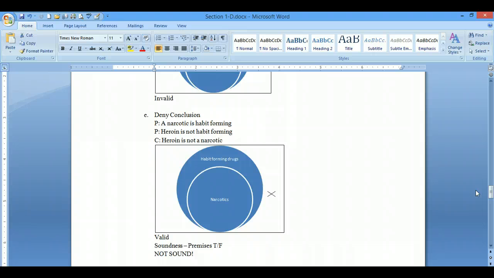Heroin is definitely a narcotic, and this is a false or not sound argument. But it was valid because it led us to the conclusion. Kind of confusing, I know. Politicians use this stuff all the time because they can lead you to the conclusion, but it doesn't necessarily mean that they're telling the truth.